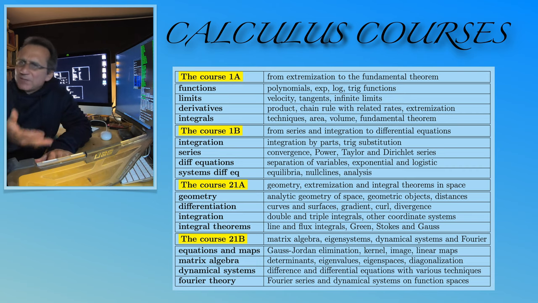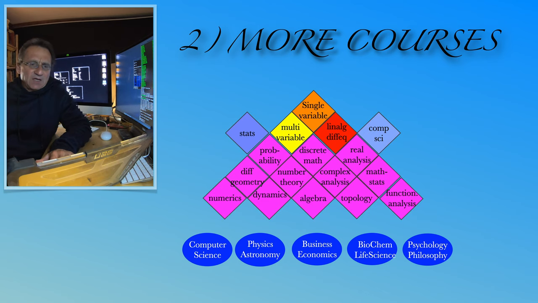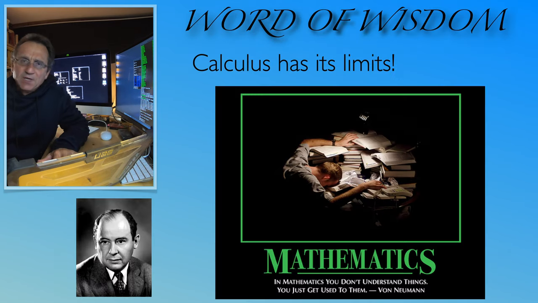Here are some topics. I'm not reading them here, but you can look at the syllabi. Whatever you are doing, whether it's computer science, physics, business, economics, life sciences, or whatever, these three courses, single variable, multivariable, and linear algebra, are extremely important. Then stats, I think, is also nice, and some programming skills are good. Then come a lot of other math courses, which build upon this.